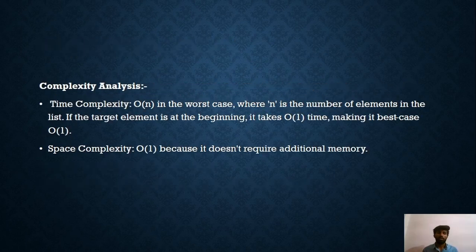Complexity analysis of sequential search. For time complexity, we have big O of n in the worst case and big O of 1 in the best case. In the worst case, we have big O of n, where n is the number of elements in the list. If the target element is at the beginning, it takes big O of 1 time, making it the best case. For space complexity, we have big O of 1 because it doesn't require additional memory.